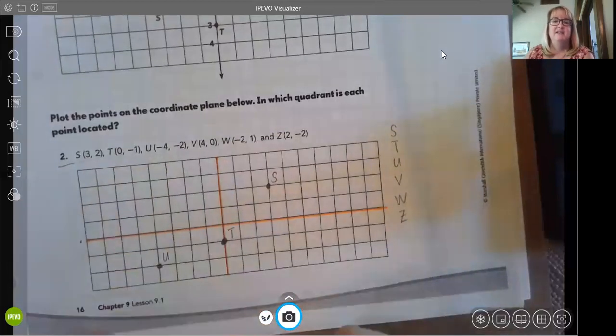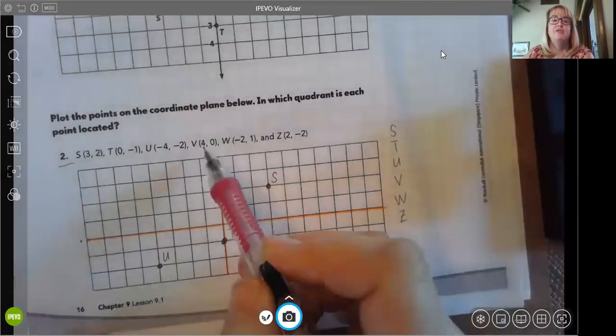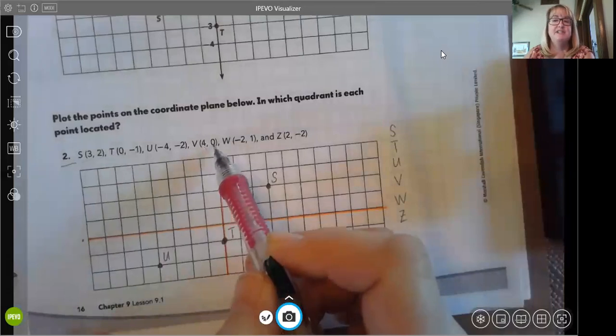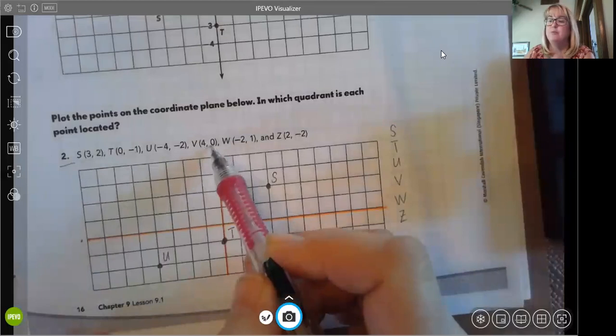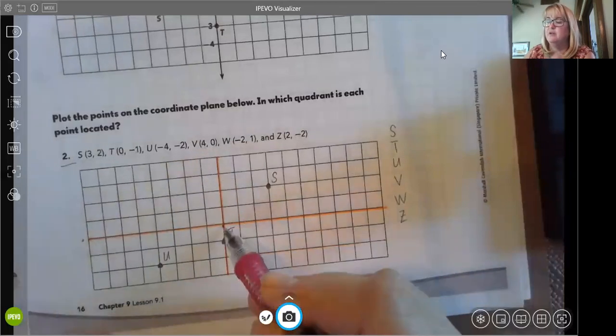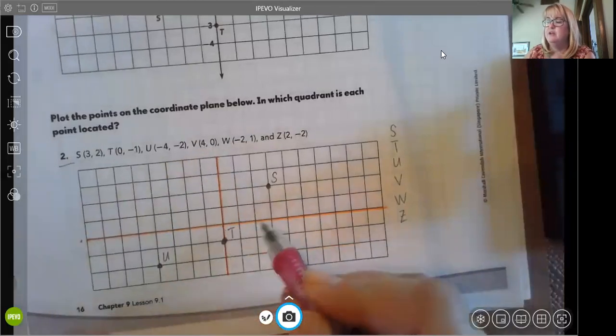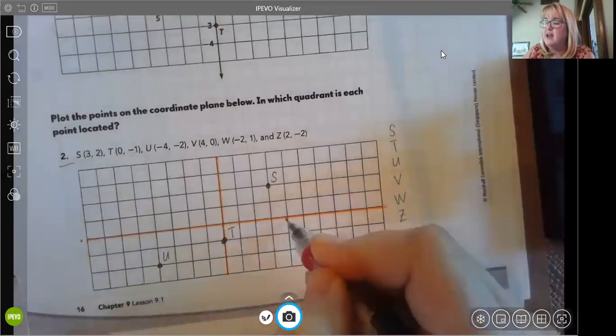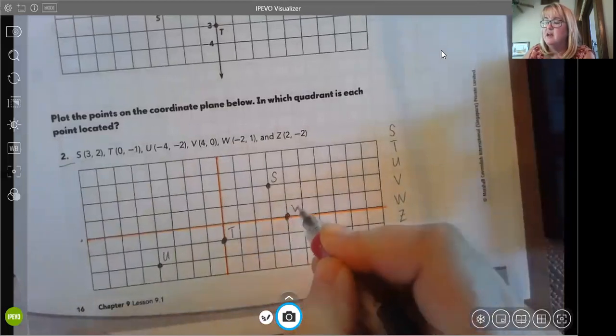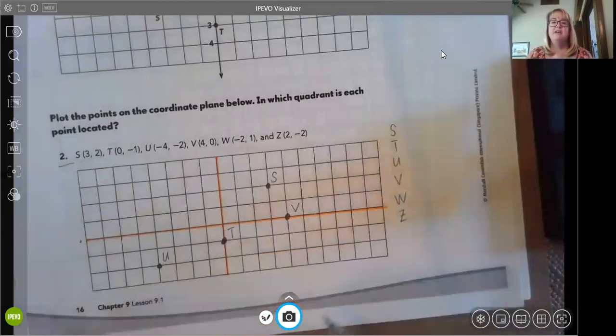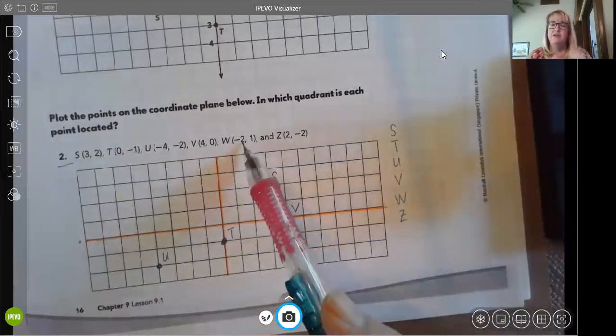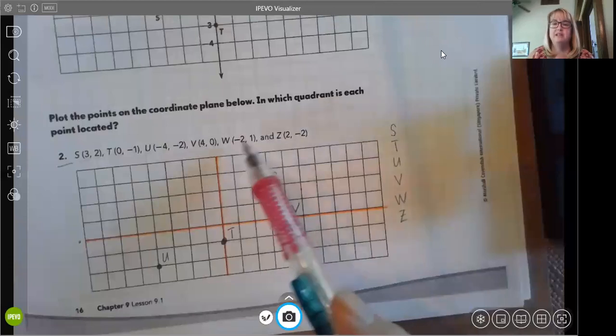Point V, (4, 0). In this case, I'm going to go over 4. It's in the positive direction, so that moves to the right. Go to the right 4, but the 0 says don't go up or down. You just go over 4, make your point. So start at the origin, 1, 2, 3, 4. And that is V. I want you to do the same thing for W and Z. I would like for you to graph those 2 points.